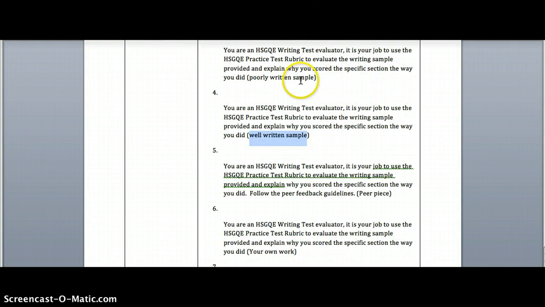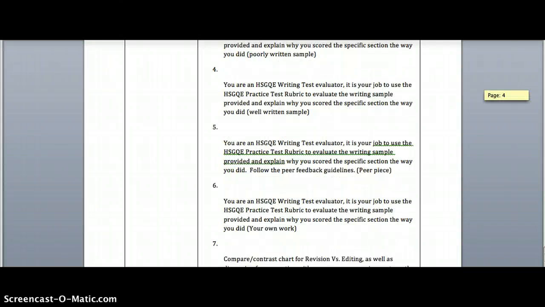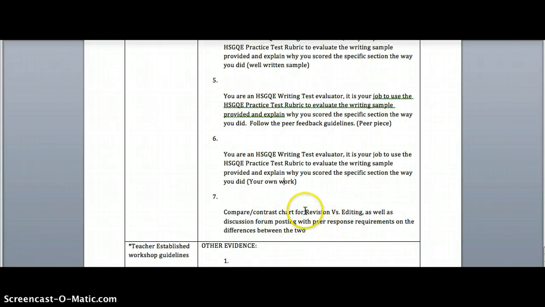So they'll move through poorly written samples, well-written samples, a peer piece, and then finally applying the rubric as an HSGQE writing test evaluator on their own work. So that's kind of the final assessment component as to how well they can use the rubric. The last piece is something else that I want to address with the students, and that is revision versus editing. Now, a lot of times students will get this confused or think that revision and editing are synonymous when in fact they are not. And so that's another thing that I intend to focus on.